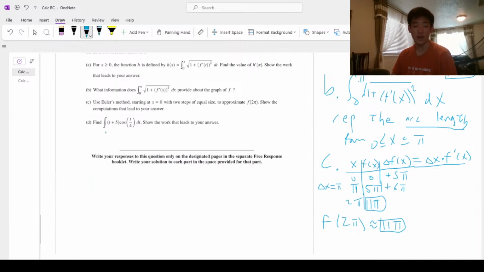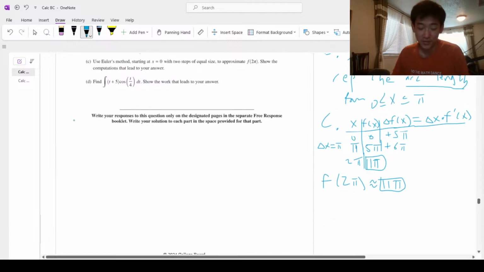Alright, finally we have an integration by parts. They're actually just pulling this right out of their College Board account and giving this to you. It has nothing to do with the entire other question. They just want to see if you can do integration by parts. If you can, you can. If you can't, you can't.